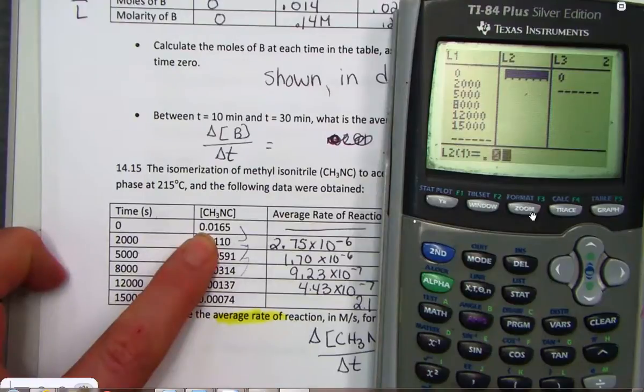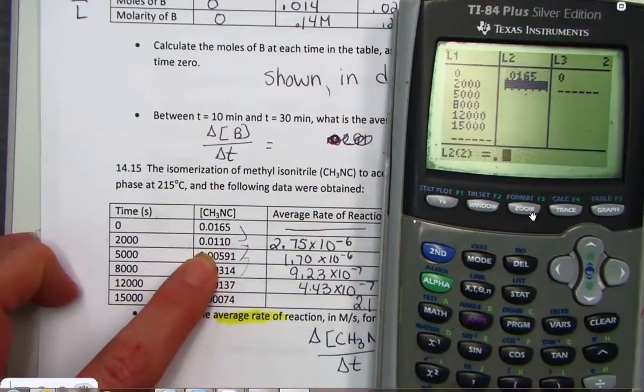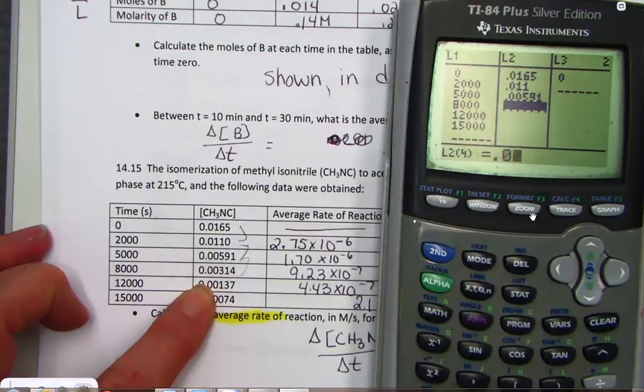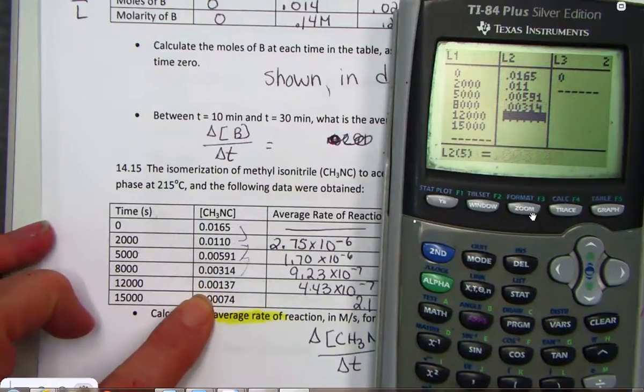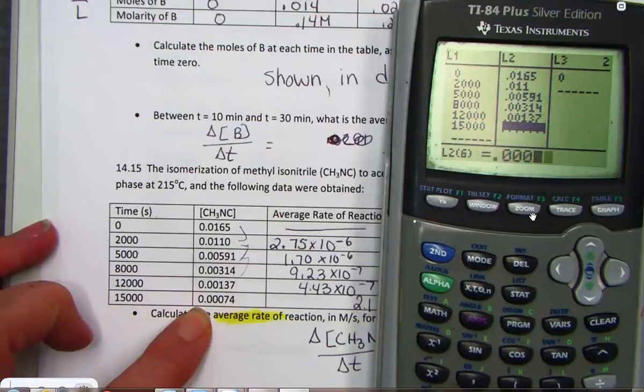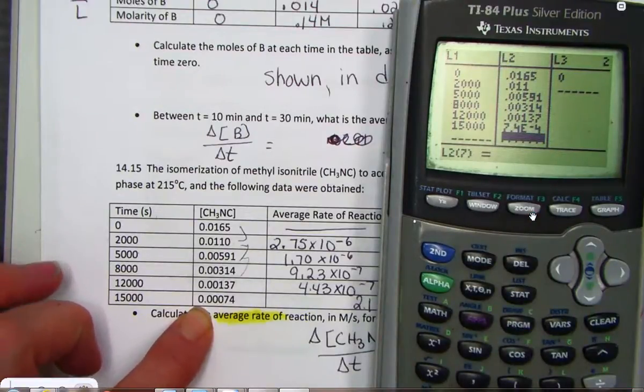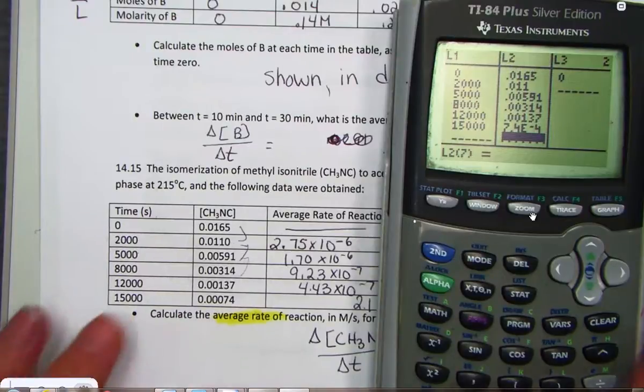List 1. List 2, 0.0165, 0.0110, 0.00591, 0.00314, 0.00137, 0.00074. And we have a match. Yes, I always like to make sure I typed in the same numbers, the same number of numbers in the two lists. All right, so we have those entered.